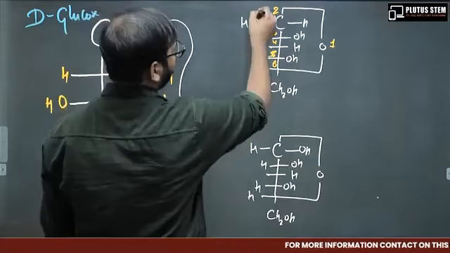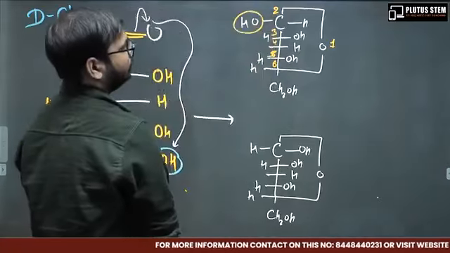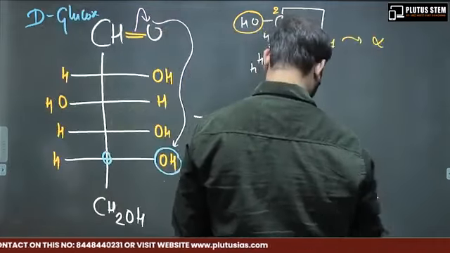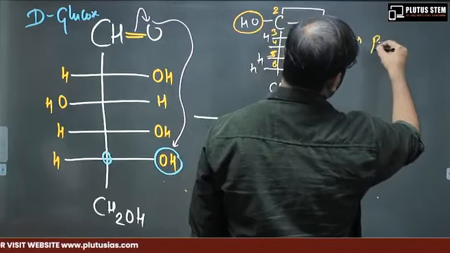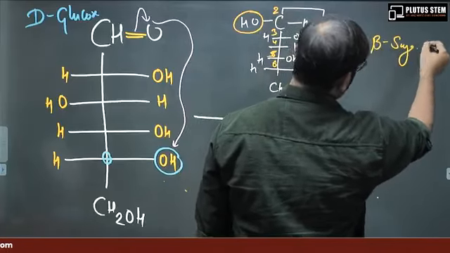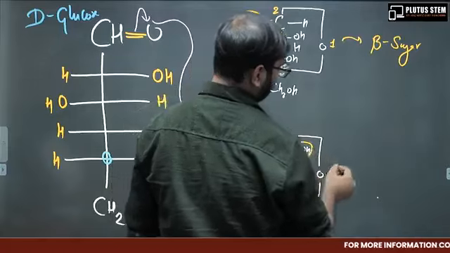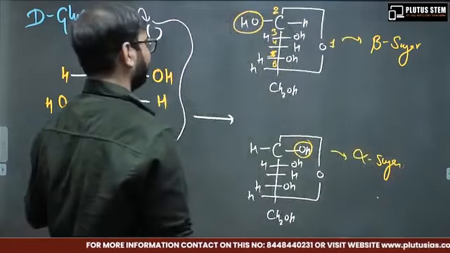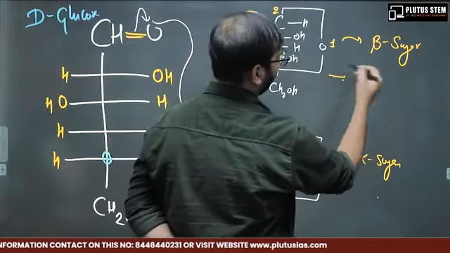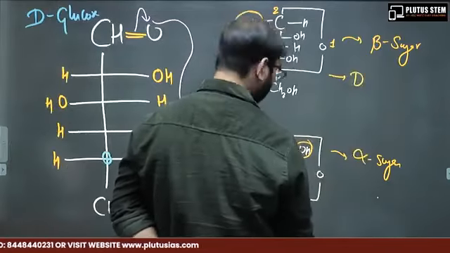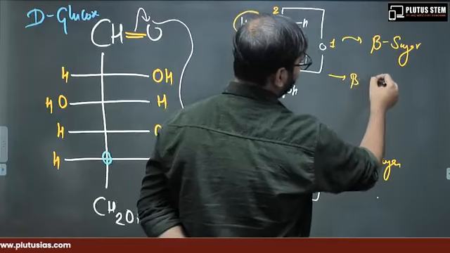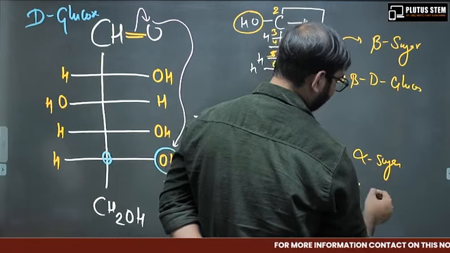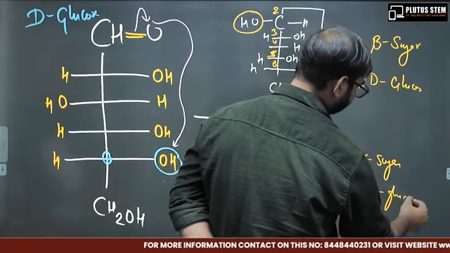Now, the sugars or cyclic structures having OH on the outside of the ring are called beta sugars. But if the OH is lying inside of the ring, such sugars are called alpha sugars. Since I have taken D-glucose, this glucose molecule will be called beta D-glucose, and this one would be called alpha D-glucose.